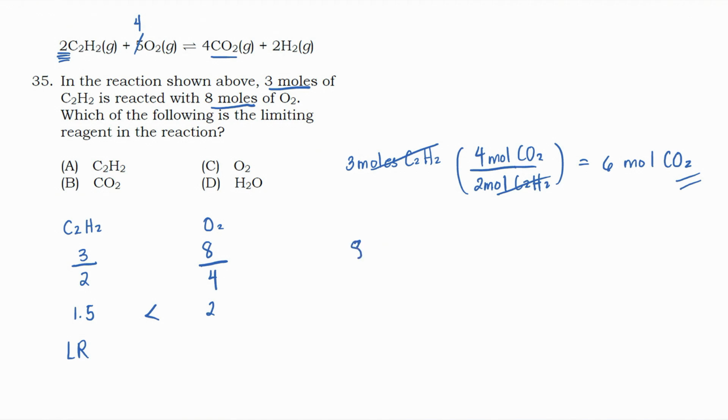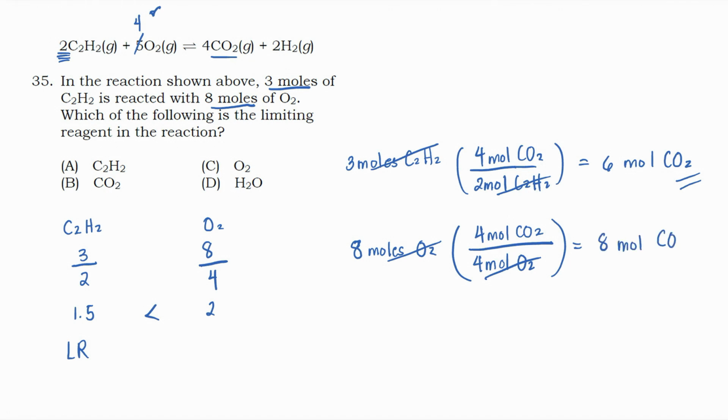And then for O2, you have 8 moles of O2, and then 4 moles of O2 over 4 moles of CO2. The moles of O2 cancel. You're left with 8 moles of CO2. So, that is what will be produced using 8 moles of O2. So, we can say that the limiting reagent is C2H2, because it produces less product. So, the answer here is letter A.